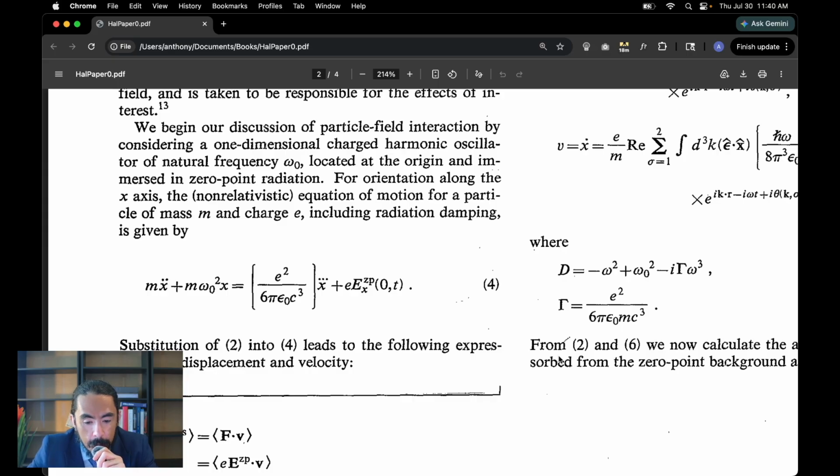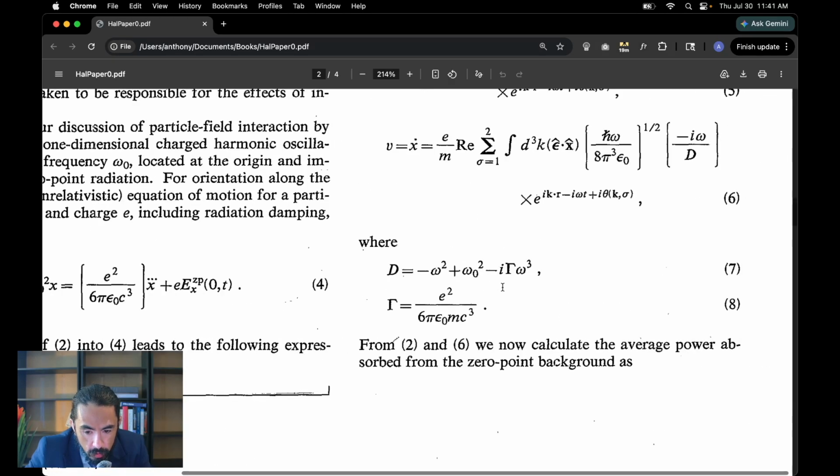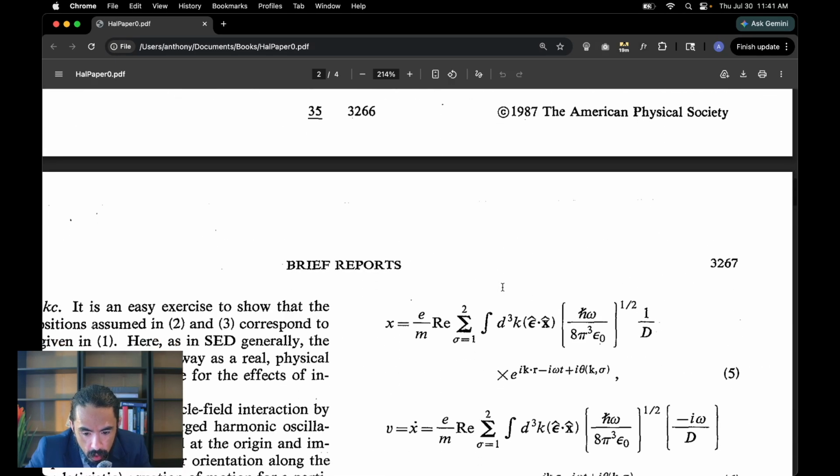So this E superscript zp sub x is the x component of the electric field from the SED framework, which was given as equation 2. For clarity, obviously, lowercase e is the charge, and epsilon naught is the permittivity of free space, the electrical permittivity of free space. Anyways, substitution of equation 2 into equation 4 leads to the following expressions for displacement and velocity. We skip over to the other column and go up here.